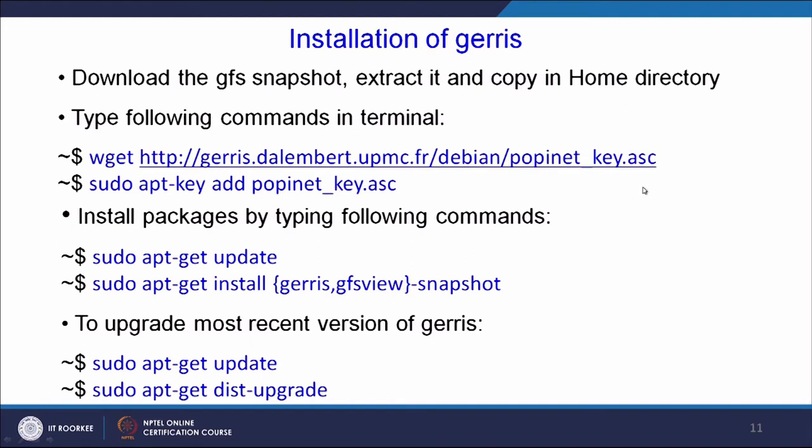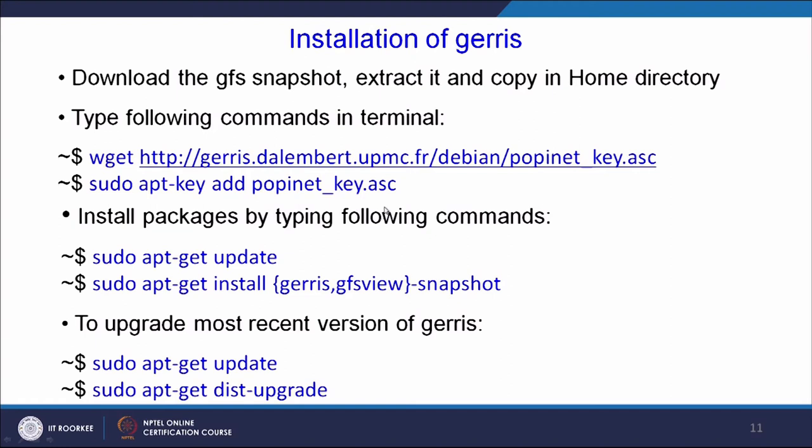Okay. So we require actually three snapshots. Here I will be showing you two snapshots, JDIS and GFS view. JDIS is doing the basic calculation, whatever procedure I have told you, and GFS view gives you the visualization options. So in your command prompt or terminal, you can write this command wget and then the website address over here. And then you can write sudo apt-key add popine_key.acs. This will enable you to download the JDIS software in your repository.